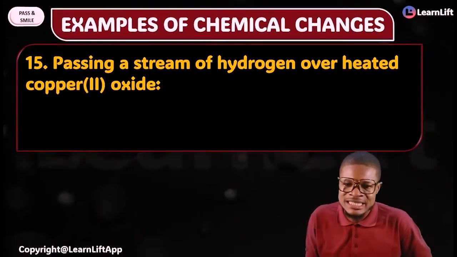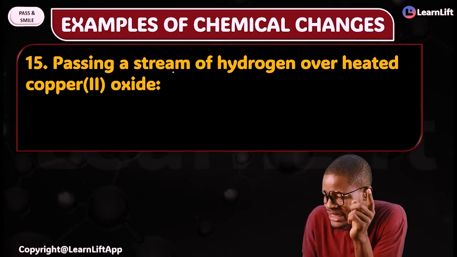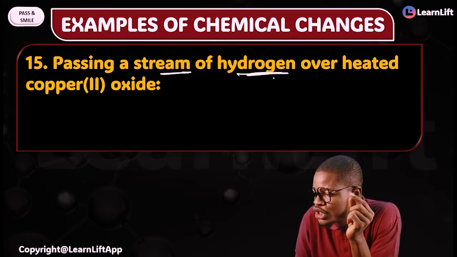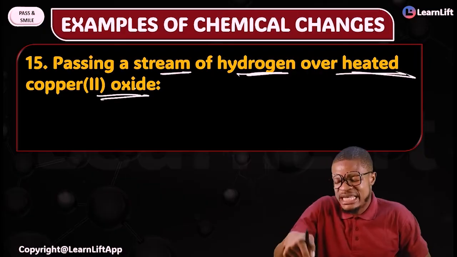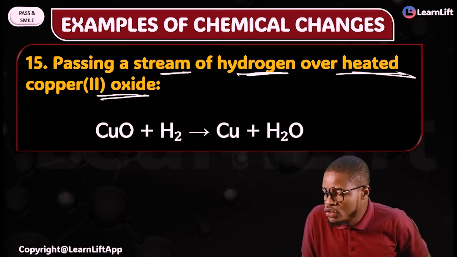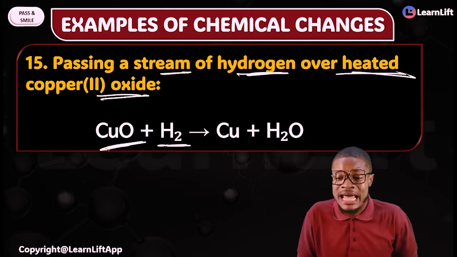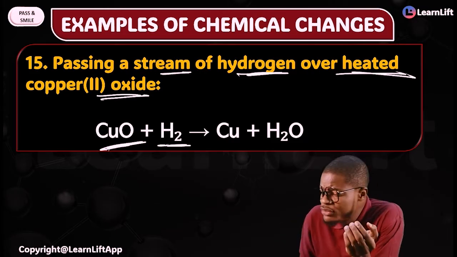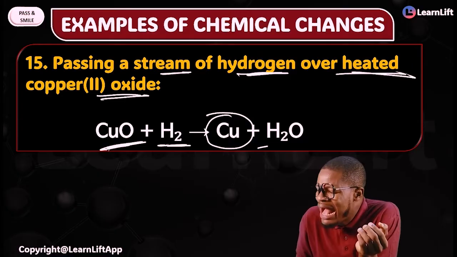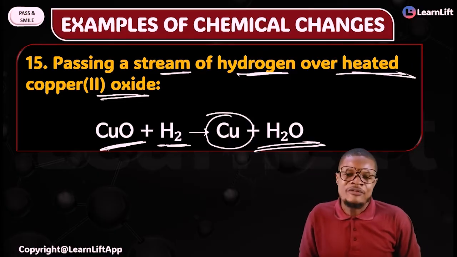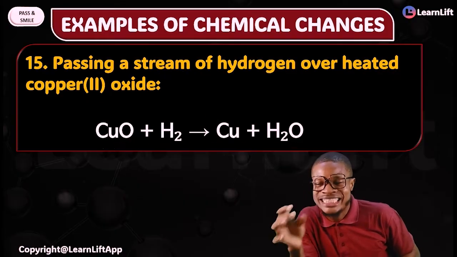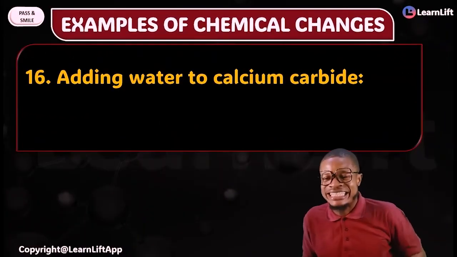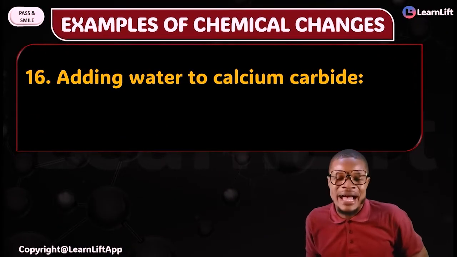Number 15 is called passing of steam of hydrogen over heated copper 2 oxide. You are passing hydrogen over heated copper 2 oxide. What is it going to give rise to? Of course, it will give rise to copper, and what? Water is going to be formed at the end of the day. Are you with me? This is a good example of chemical change.